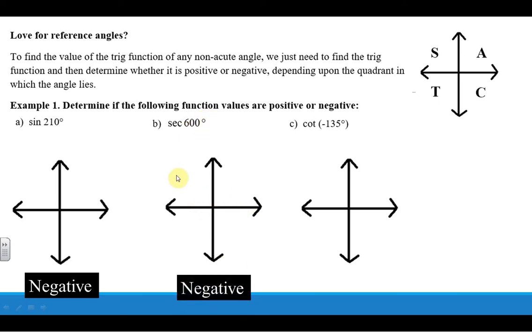Secant of 600. Oh, geez. 360, and then 600 minus 360 would be 240. So we're here, and that's going to be negative, because secant is the reciprocal of cosine.